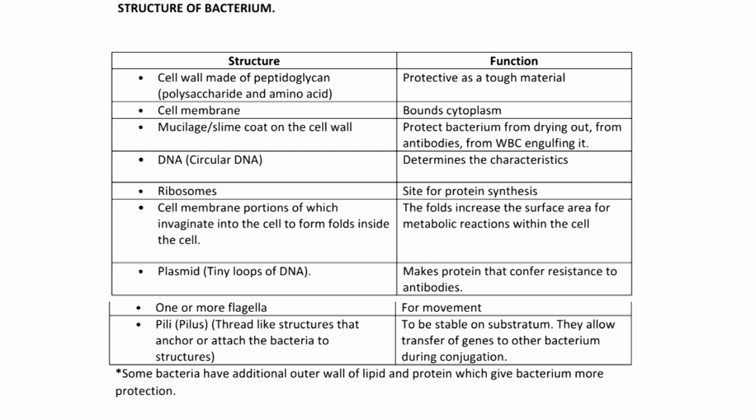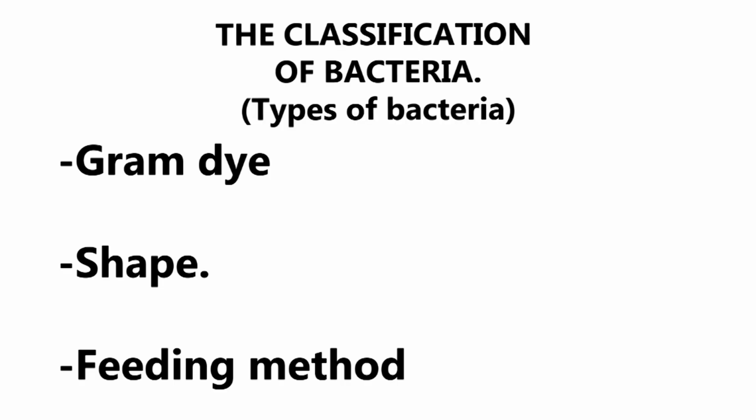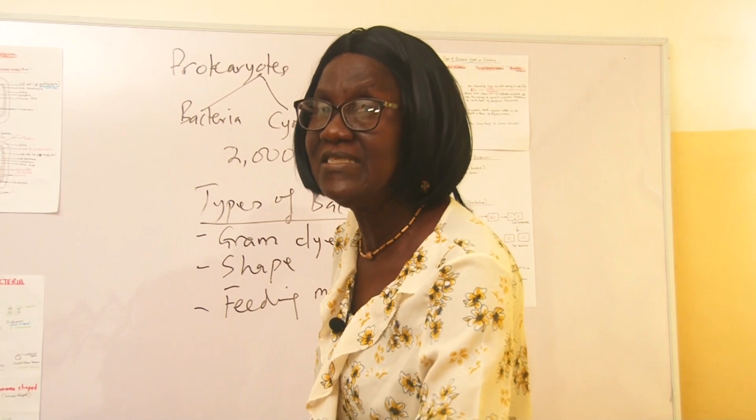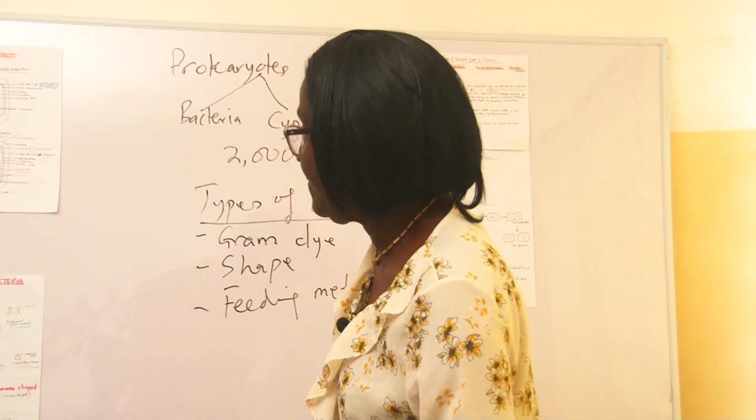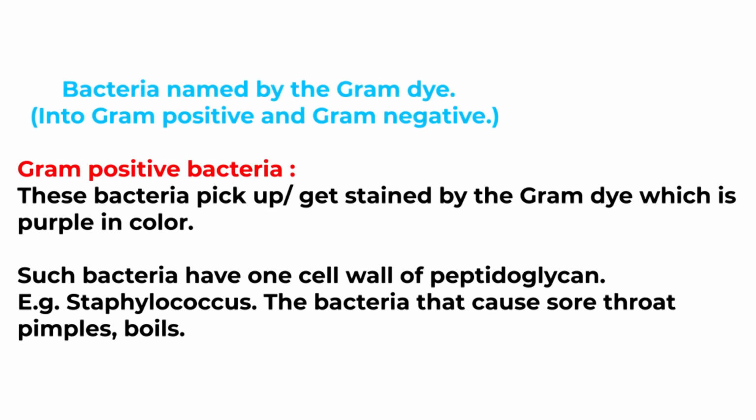Now we want to quickly look at the classification of bacteria, that is types of bacteria. All right, so the way bacteria react to a dye called Gram dye, we have shape. Bacteria is classified by its shape and by feeding method, the way the bacteria feeds. 3 ways to identify the type of bacteria. So now we want to quickly discuss the types.